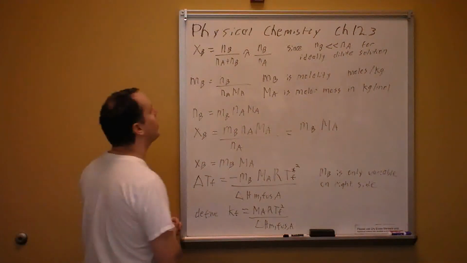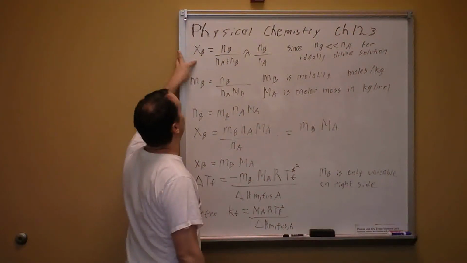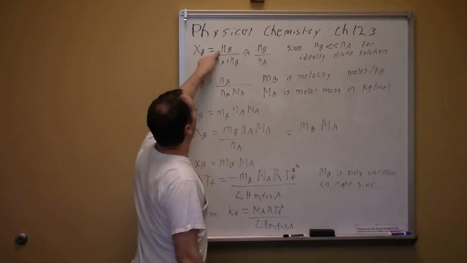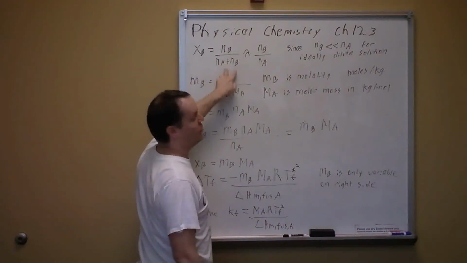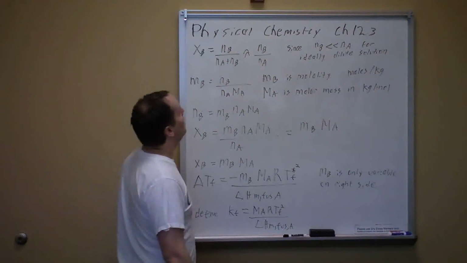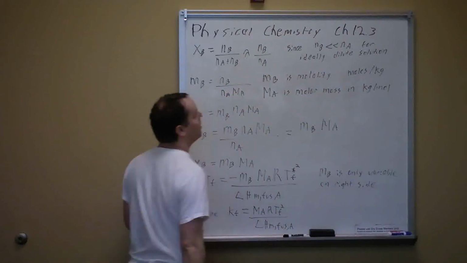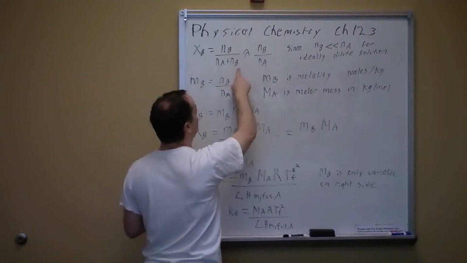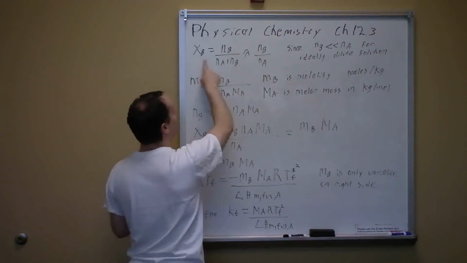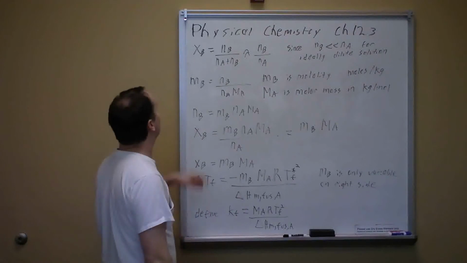Continuing on physical chemistry, chapter 12, section 3. So we have the mole fraction of B, the solute, is equal to the number of moles of B divided by the number of moles of A plus the number of moles of B, because we're assuming a two-component system. Since the number of moles of B is much less than the number of moles of A, because we have an ideally dilute solution, we can basically ignore it in the bottom term and just say that the mole fraction of B is equal to the number of moles of B divided by the number of moles of A.